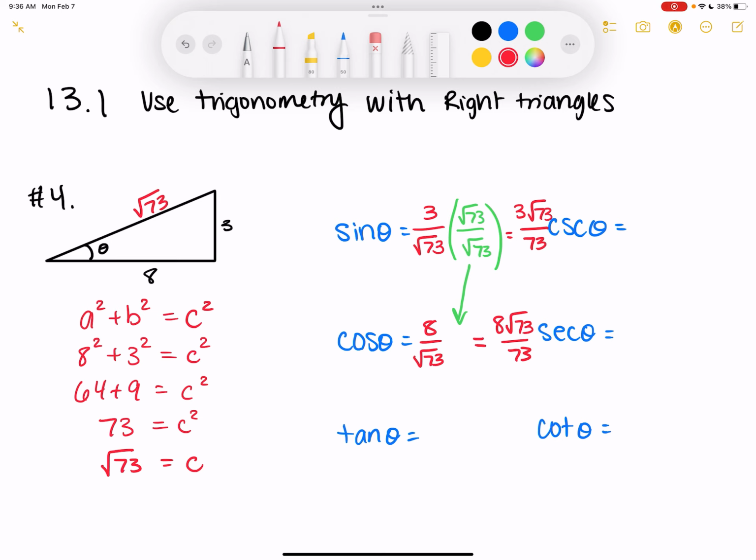What is tangent? Opposite over adjacent. So that is 3 over 8. Opposite of the angle.